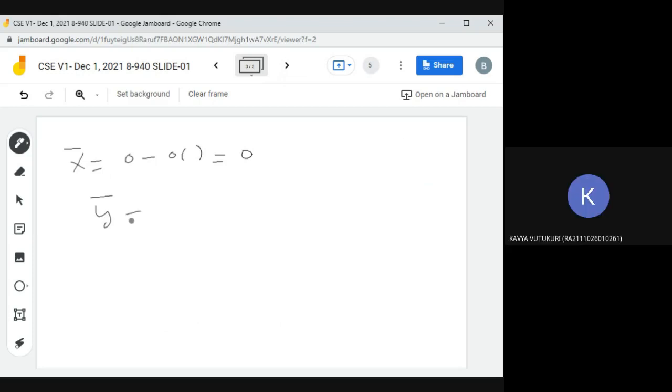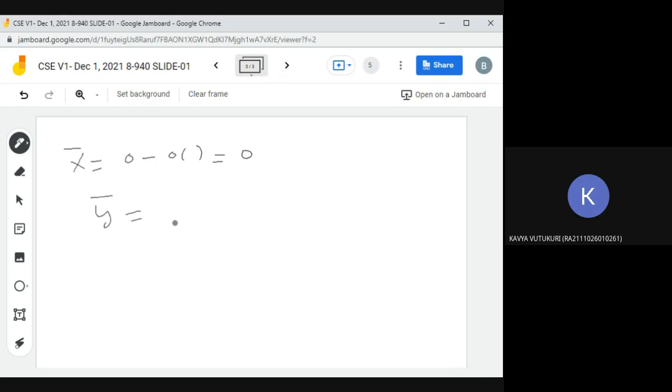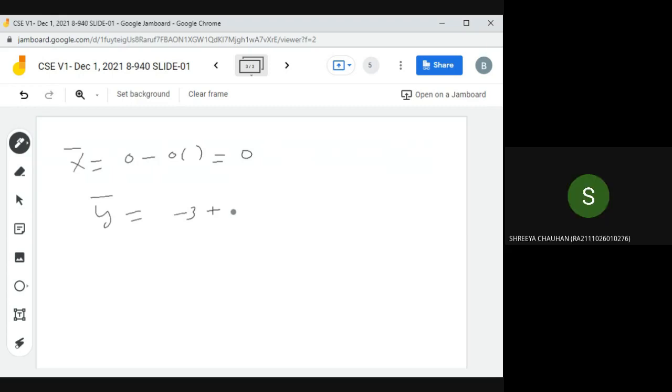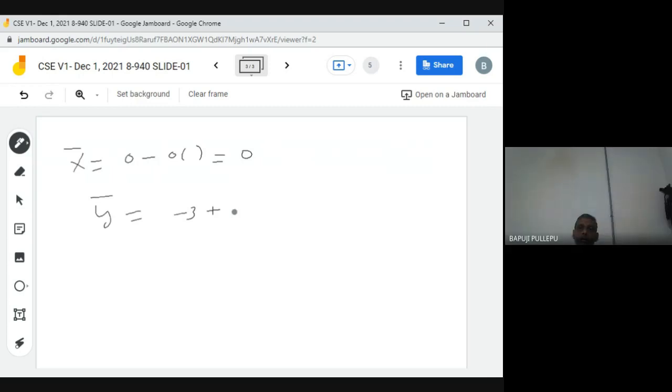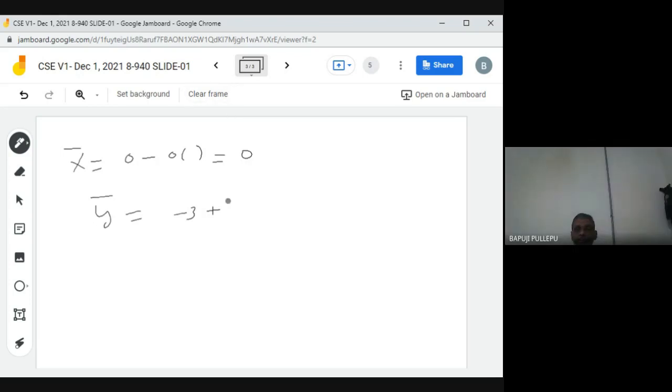Who is my y bar? y plus, who is y actually? Minus 3. Very good. Then 1 plus y1 square, and y1 square is anyway 0. So 1 plus 0 means 1 by y2. Who is y2? It is 4. So can I write 1 by 4? Now simplify.